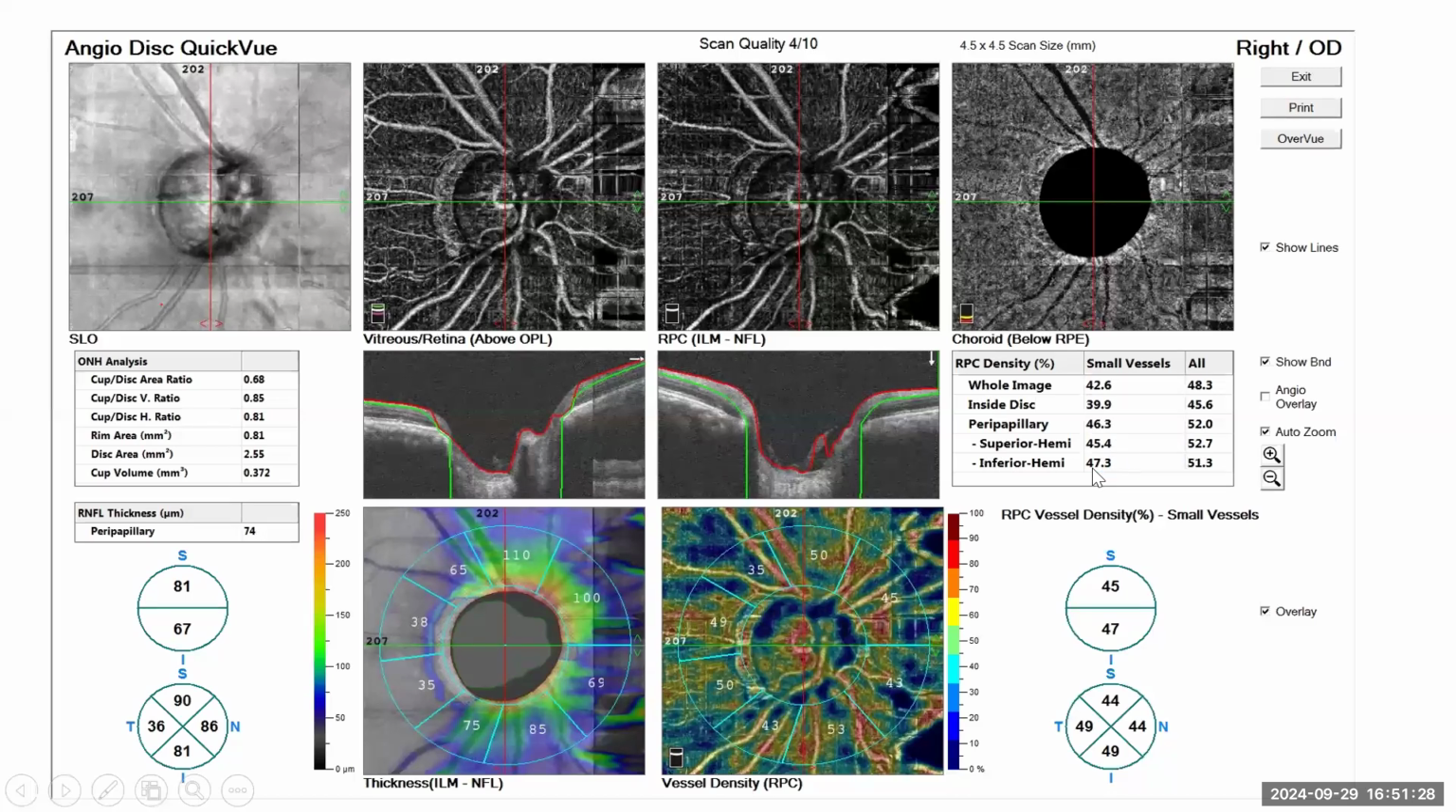45.4 for superior, 47.3 for the inferior. Down to the map, it has its own numerical mapping. It's written here, 45 for superior hemisphere and 47 for inferior. And when you go down to the sectors, you will see here that inferior is 49, superior is 47, nasal is 44, and temporal is 49. These are taken from this current map that I'm pointing to.